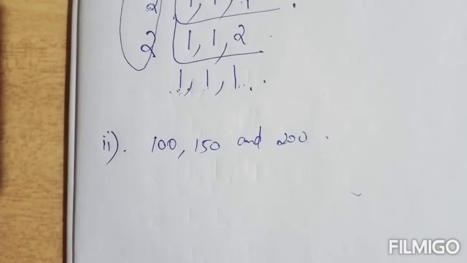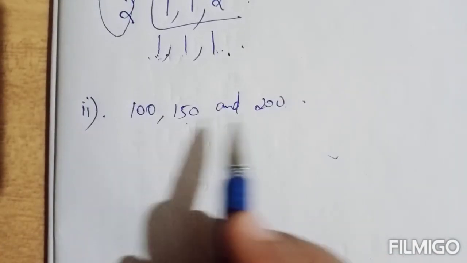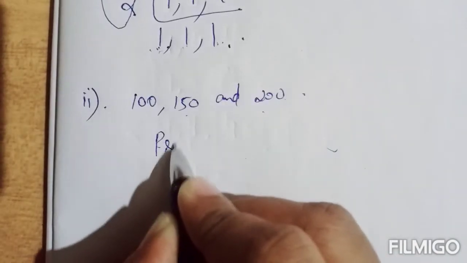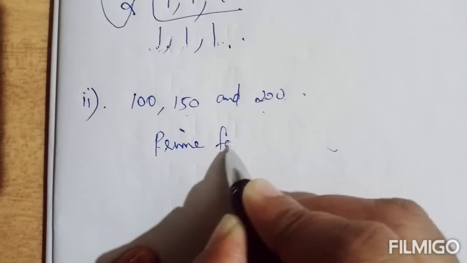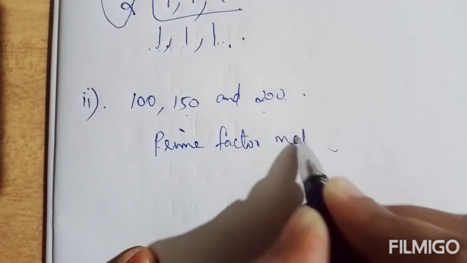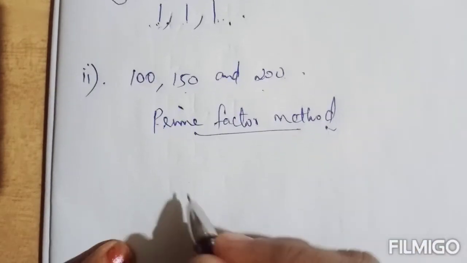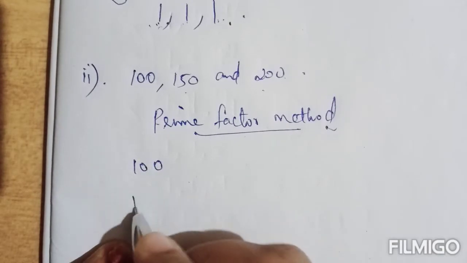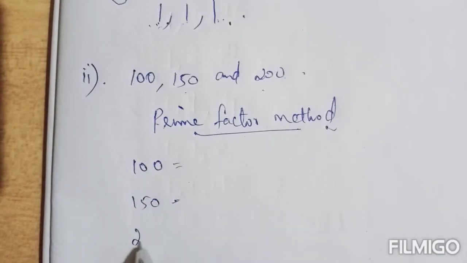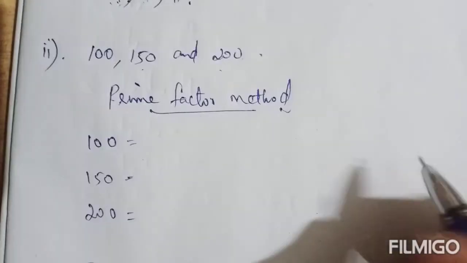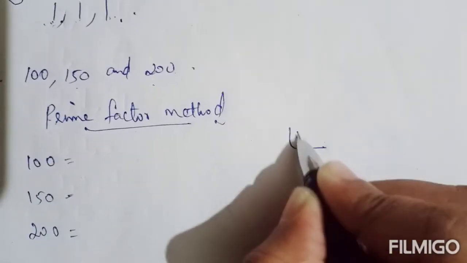Okay, now in that second question, 100, 150 and 200. So first we have to find the LCM by the prime factor method. In the prime factor method, what we do? Do the prime factorization of the given numbers. So first number, 100.